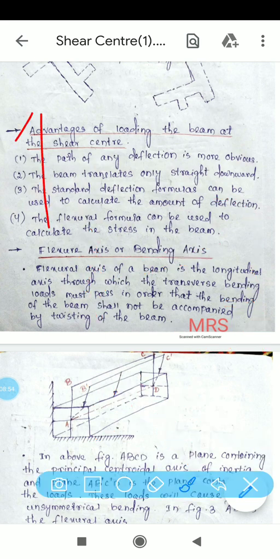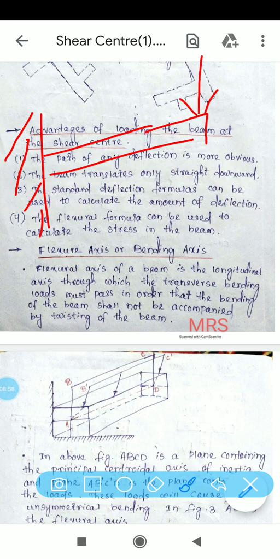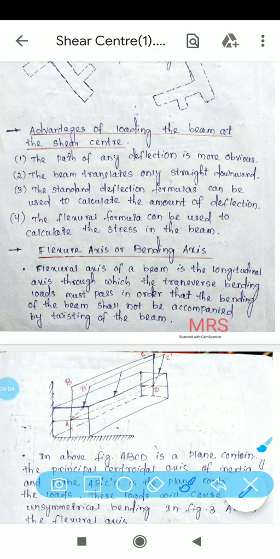Similarly, this is a cantilever type of beam, and some load W is acting. So here the deflection is WL cube by 3EI. These are the deflection formulas. So the second advantage is the standard deflection formula can be used to calculate the amount of deflection.